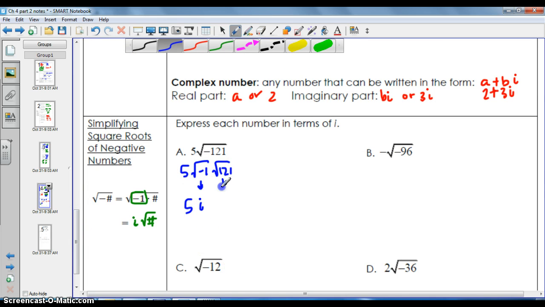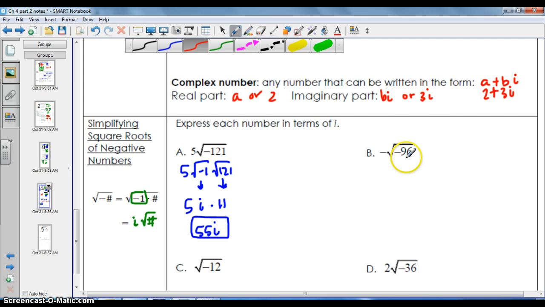Next, we want to simplify the 121, which the square root of that, since it's a perfect square, is 11. Now, when we move it out front with the 5, remember we multiply. So 5 times 11, we can go ahead and multiply those, and it's 55I. And that is our final answer.